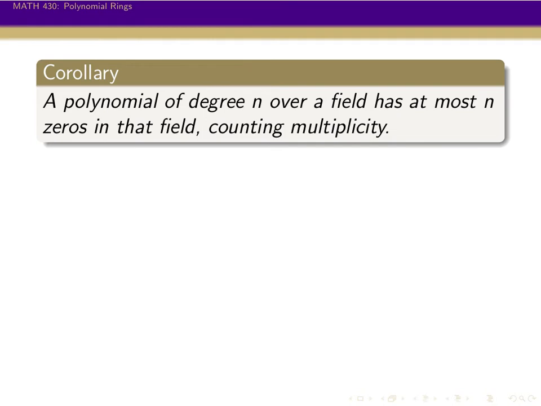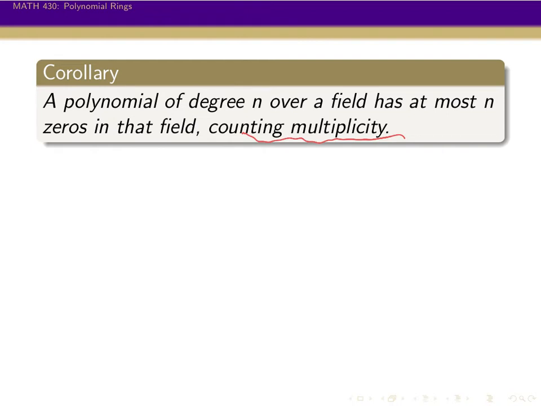Now, using these two corollaries, we'll prove this corollary, which is probably a familiar fact that you've known for a long time, but you probably have never proven it before. So let's prove it now. If you have a polynomial of degree n over a field, then it has at most n zeros in that field, counting multiplicity.